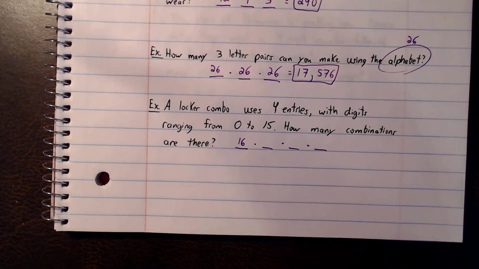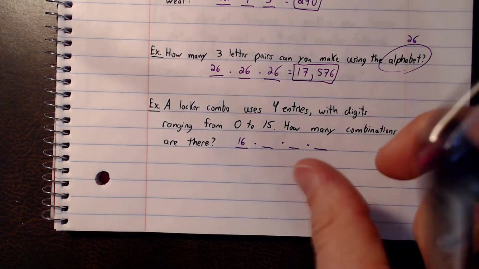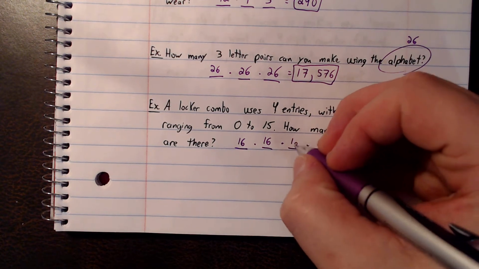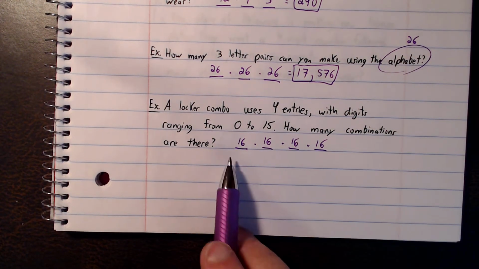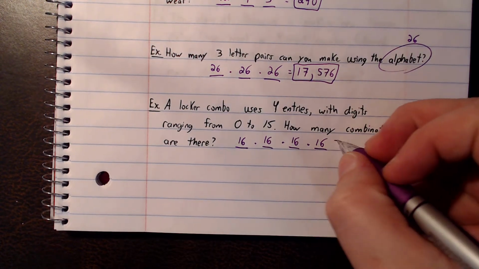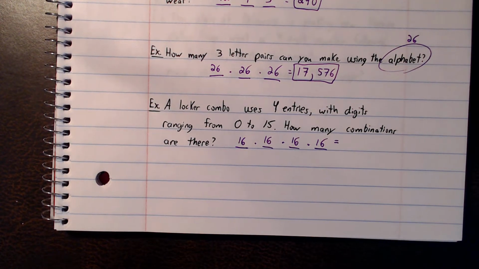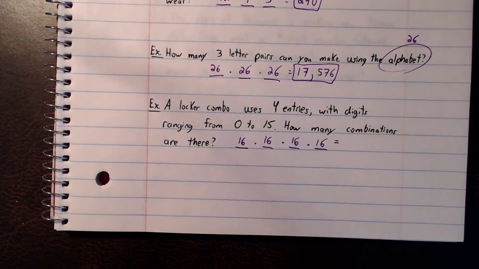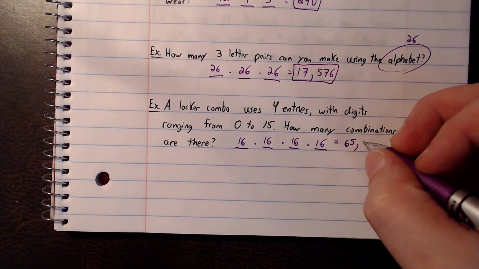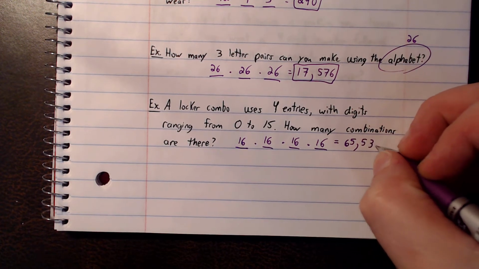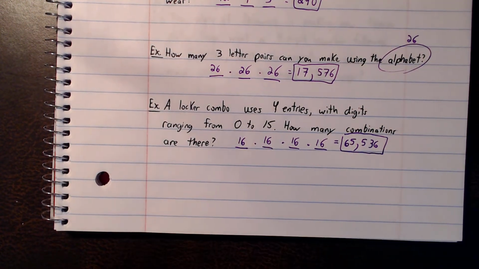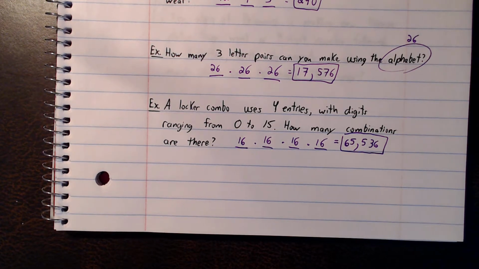Now a locker combo is neat because you can repeat digits, right? You just spin it one way and then spin it the other. So we've got 16, 16, 16, and 16 for each of these entries. These are all the possible numbers that I could choose. And if we multiply 16 times 16 times 16 times 16, we get 65,536.